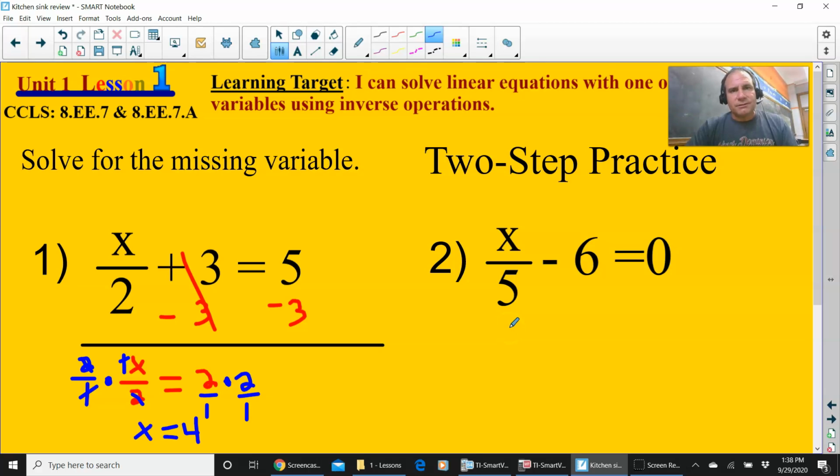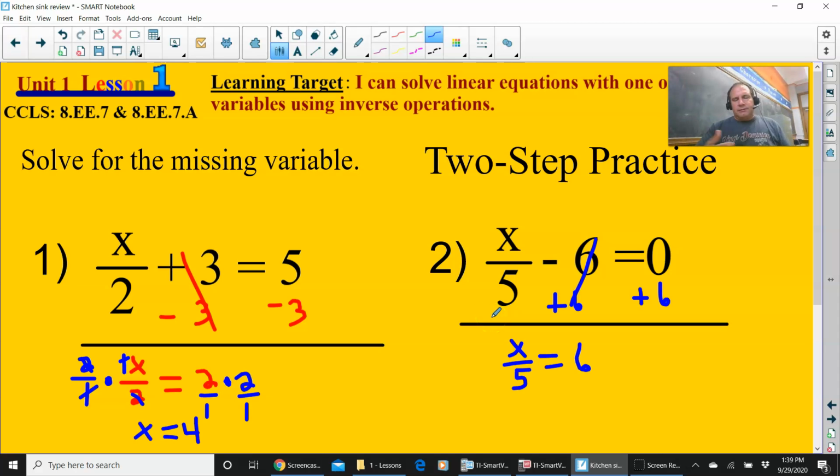Press pause now. So I got up to this point right here. Add 6 on both sides. Again, looking on the side where the variable is. I use the opposite of subtraction, which is addition, and you add on both sides. So you're adding 6, and you get x over 5. The 6s cancel, equals, the equal sign comes down, and equals 6.